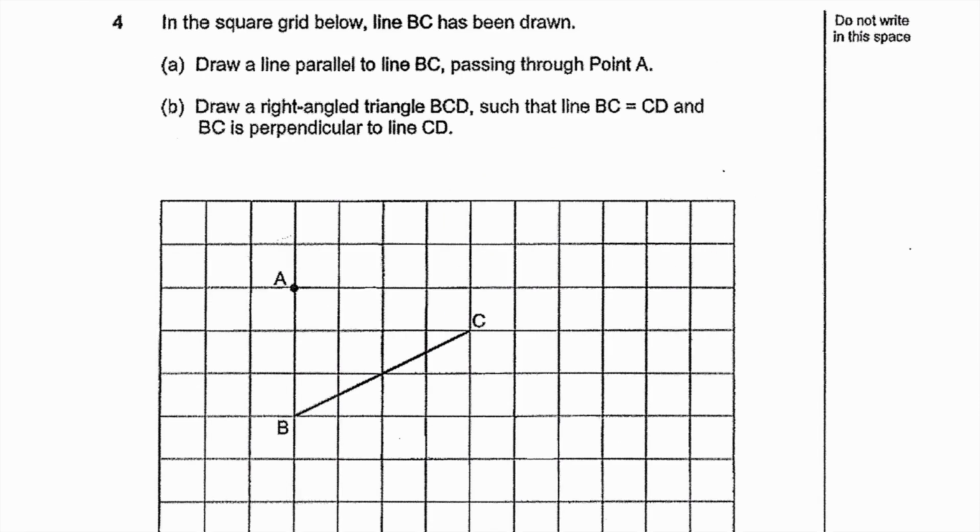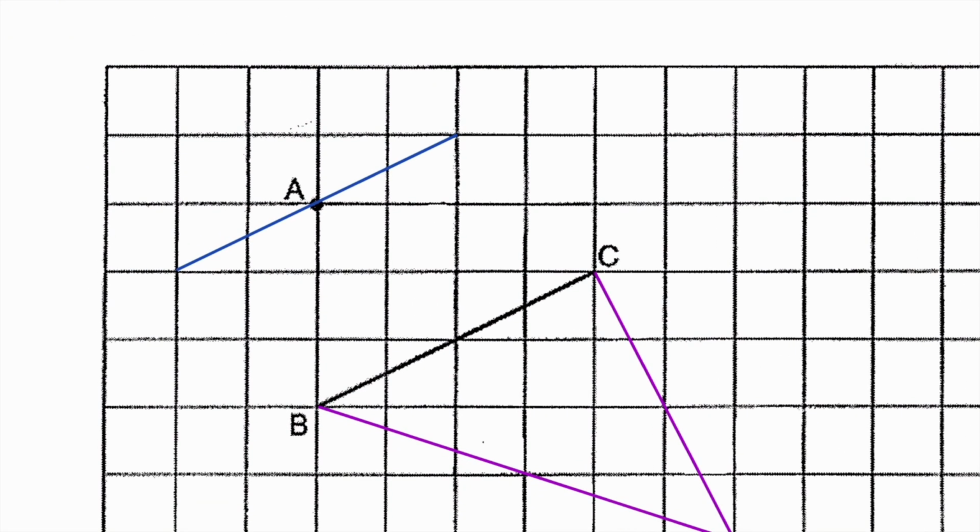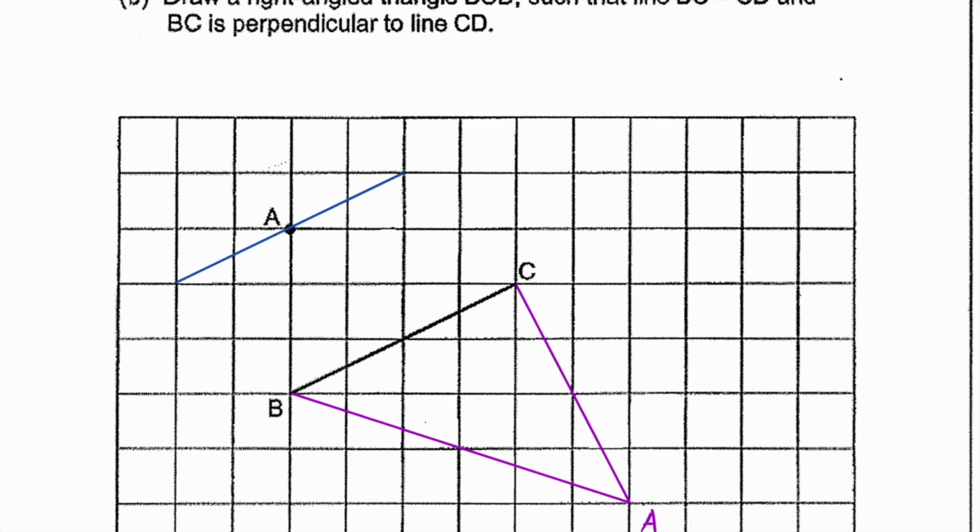In the square grid below, BC has been drawn. Draw a line parallel to line BC through the point A. So parallel, the first thing I want to do is to make sure the slope is the same, which means 4 units right, 2 units up. So passing through A, 4 units right, 2 units up. This would be the line parallel to BC passing through A.